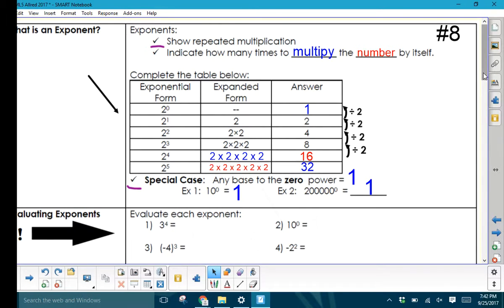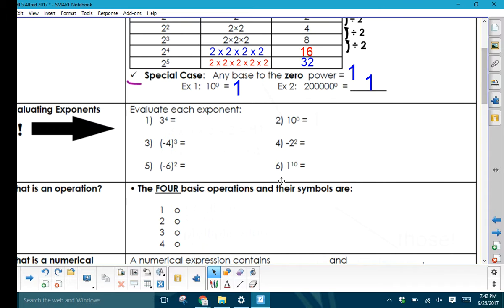Okay, there's exponents and how they work. You're going to evaluate some of these exponents. I'll do a couple here for you. 3 to the 4th power would be like 3 times 3 times 3 times 3. 3 times 3 is 9, times 3 is 27, times 3 is 81. So 3 to the 4th power would be 81.